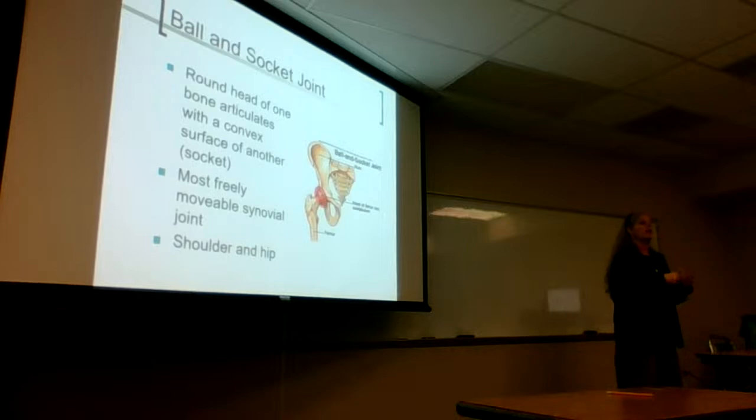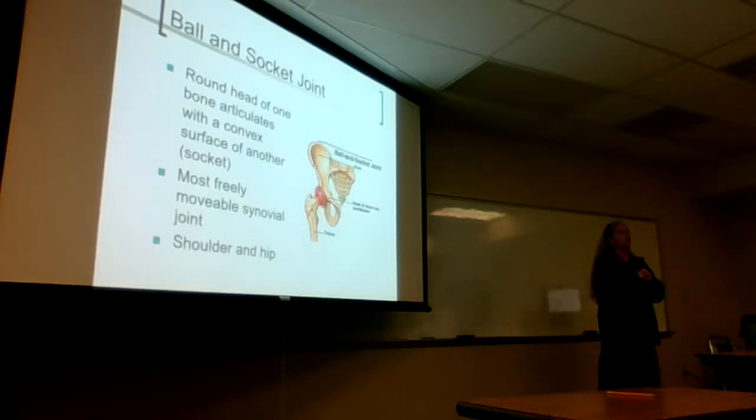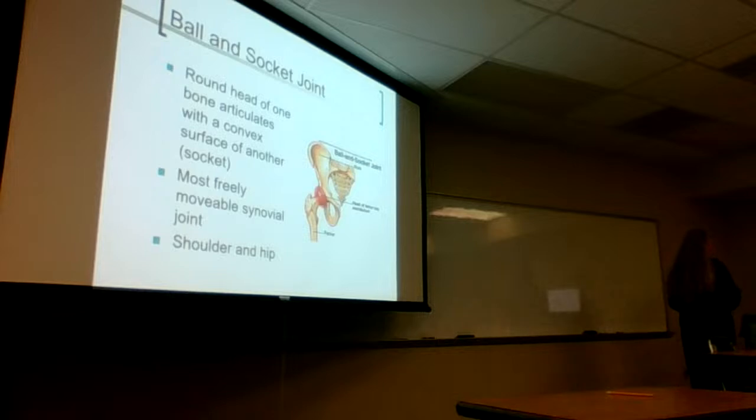So our shoulder, the head of the humerus, very round, fitting into the glenoid cavity of the scapula. Our hip joint, the head of the femur, fitting into the acetabulum of the os coxae.